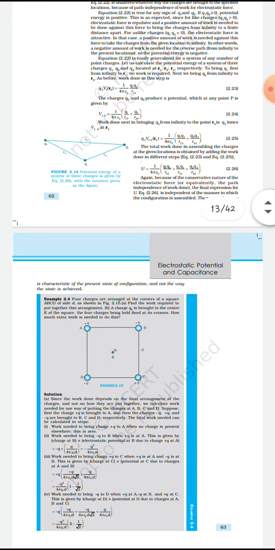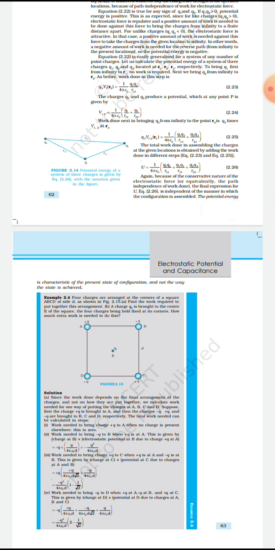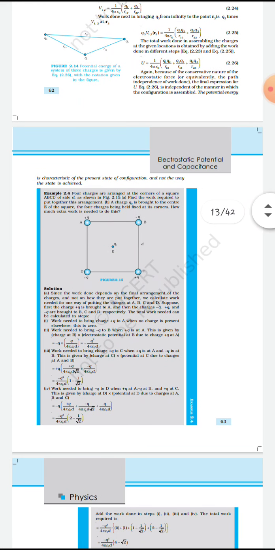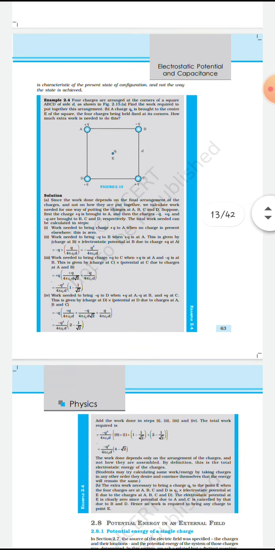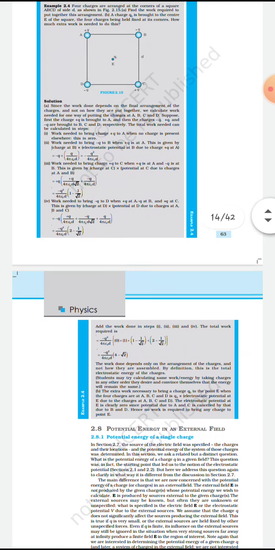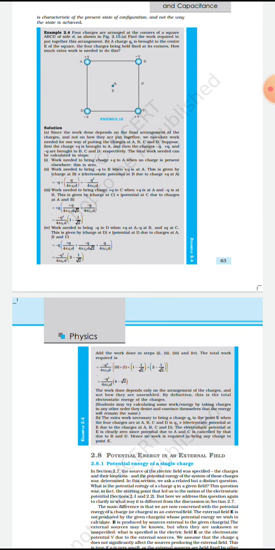Again, because of the conservative nature of the electrostatic force, the final expression for U is independent of the manner in which the configuration is assembled. The potential energy is characterized by the present configuration and not by the way the state is achieved. So there are some sums on this that you have to calculate.